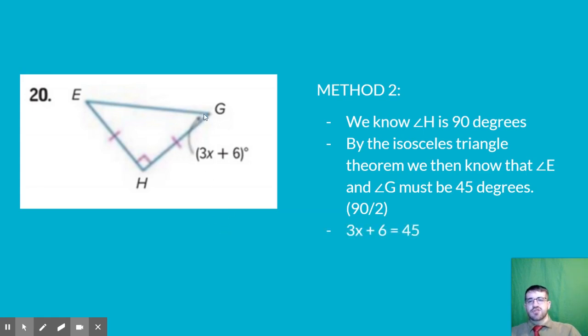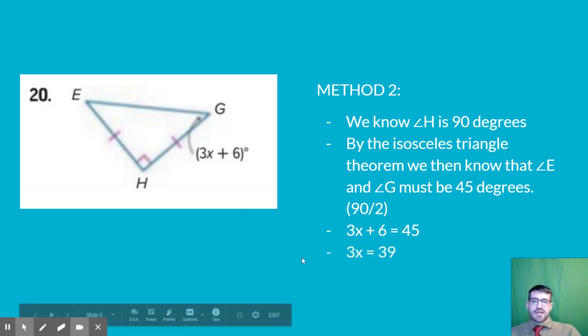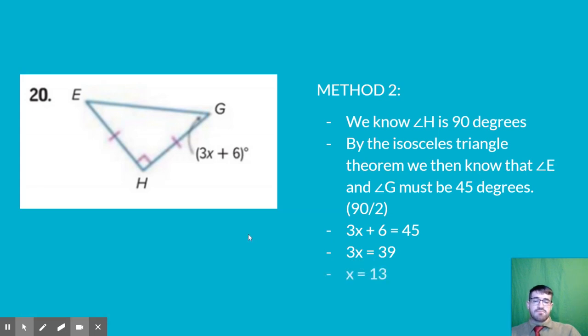So since we know that angle G has to have a measure of 45 degrees, we can do 3x plus 6 equals 45. Subtract 6 from both sides, you get 3x equals 39. And we still get x equals 13.